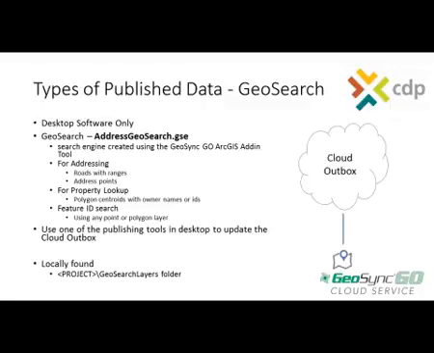The address GeoSearch file is always found locally on your machine under your project folder and the GeoSearch layers, and again it'll be named address geosearch.gse. If you use one of the publishing tools available in the desktop, Publish Layers, you can select the GeoSearch, copy it to the cloud, and then it would be available for any other desktop software to sync and use. So GeoSearch is for desktop only.